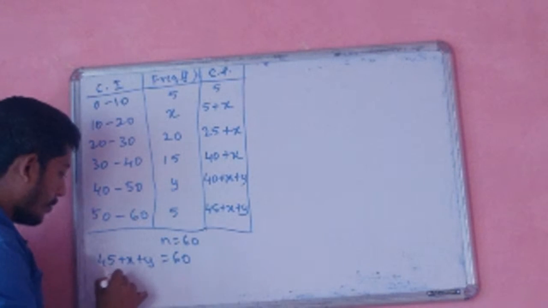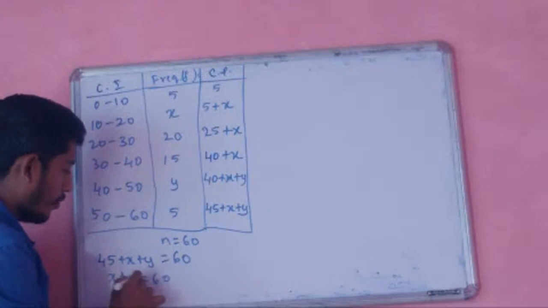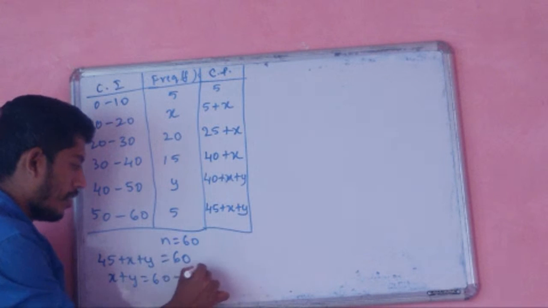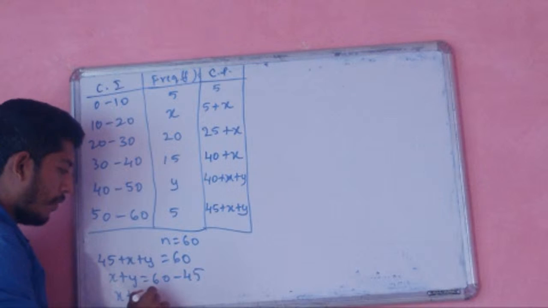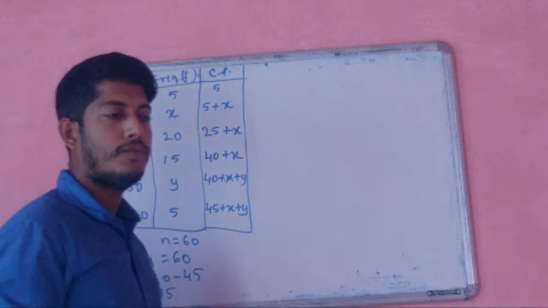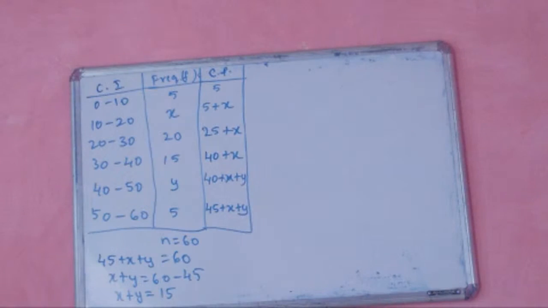Then when we take the 45 to the other side, it becomes minus 45. So x plus y becomes 15. Just look at the step. Our intention is to find the x and y values, but here we got the value of x plus y.